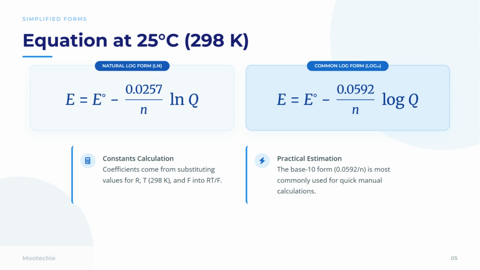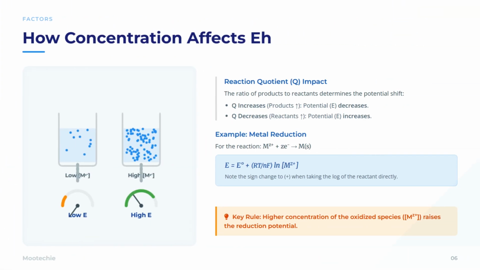The more commonly used common log form, which uses base 10 logarithms, is E equals E degree minus 0.0592 over N times the log of Q. This base 10 form is the one most often used for quick, manual calculations because of its convenience. Now let's look at how concentration affects the potential. This slide asks how concentration affects EH. It explains the reaction quotient, or Q, impact.